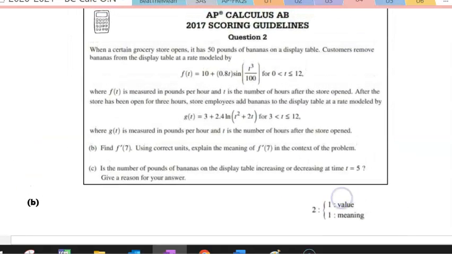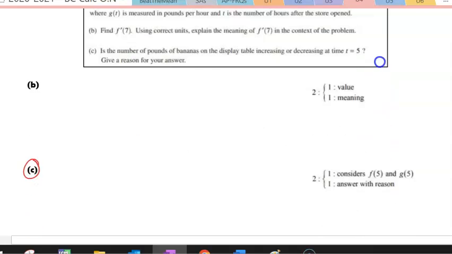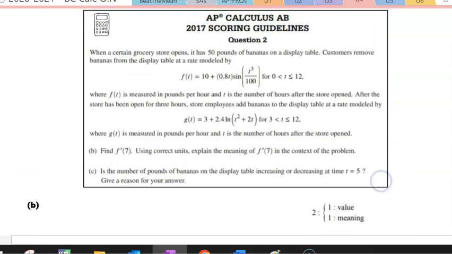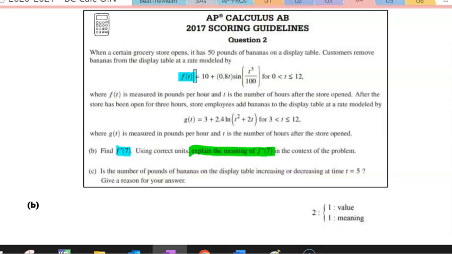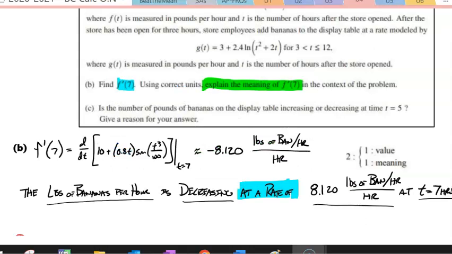If you'd like to go ahead one more time and try part B in 2017, regarding the bananas, in part B you're trying to find w prime of 7 and explain the meaning of w prime of 7 from the given function f of t up above. Pause the video and give it a try. I'll reveal the answer in 3, 2, 1.